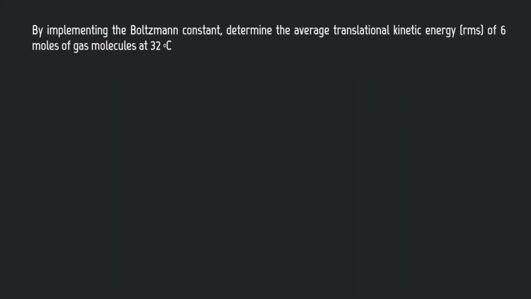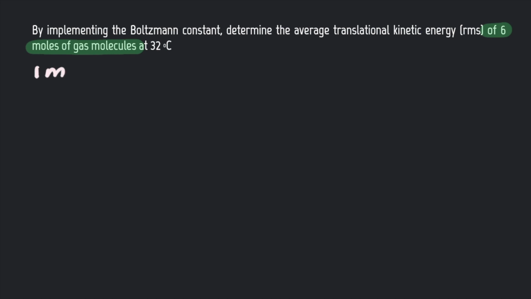Let's move on to question number 3. By implementing the Boltzmann constant, determine the average translational kinetic energy, RMS, of 6 mole of gas molecules at 32 degrees Celsius. Right, the first thing that we need to look at is how many moles of gas we are talking about. So given to you is 6 mole of gas molecules.